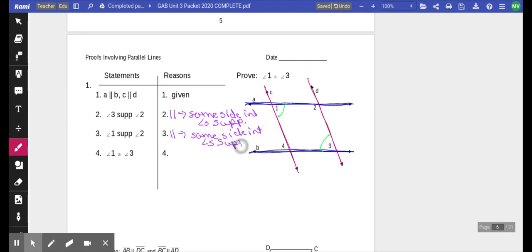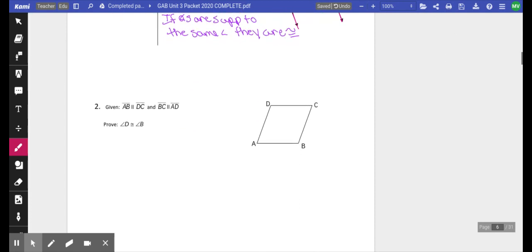Now remember, we learned a theorem about angles that are supplementary to the same angle, and that is congruent supplement. So if angles are supplementary to the same angle, they are congruent. And that's my proof. So now we're going to try another proof.